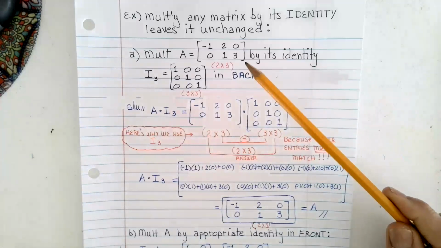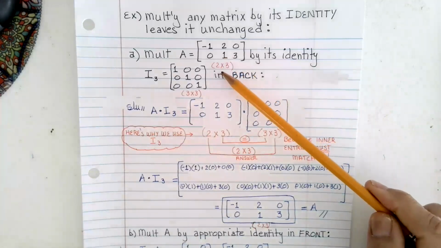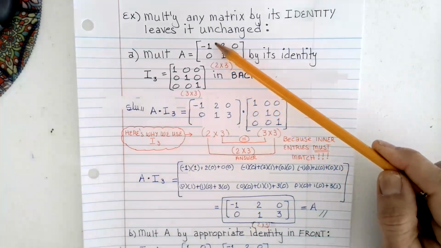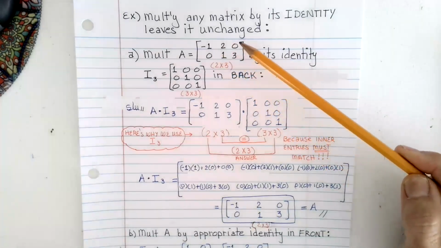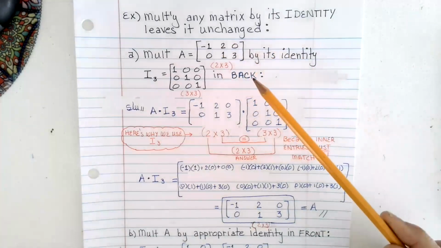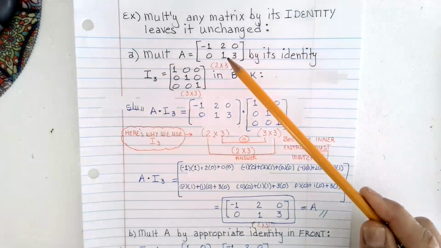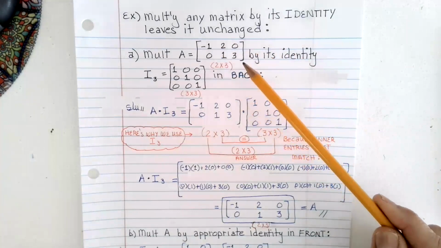Okay, so we're going to take the matrix A, which is a 2-row by 3-column matrix. It has -1 down below 0, 2 down below 1, and 0 down below 3. We're going to multiply it by its identity. Now, which identity are we going to use? They're not always going to be the same. They all depend on the dimensions of the matrix, in this case, 2 by 3.